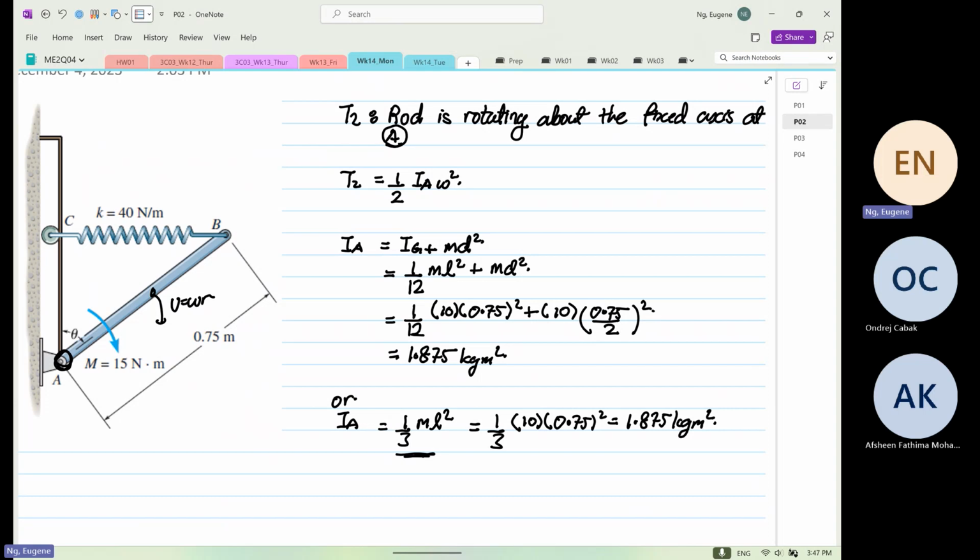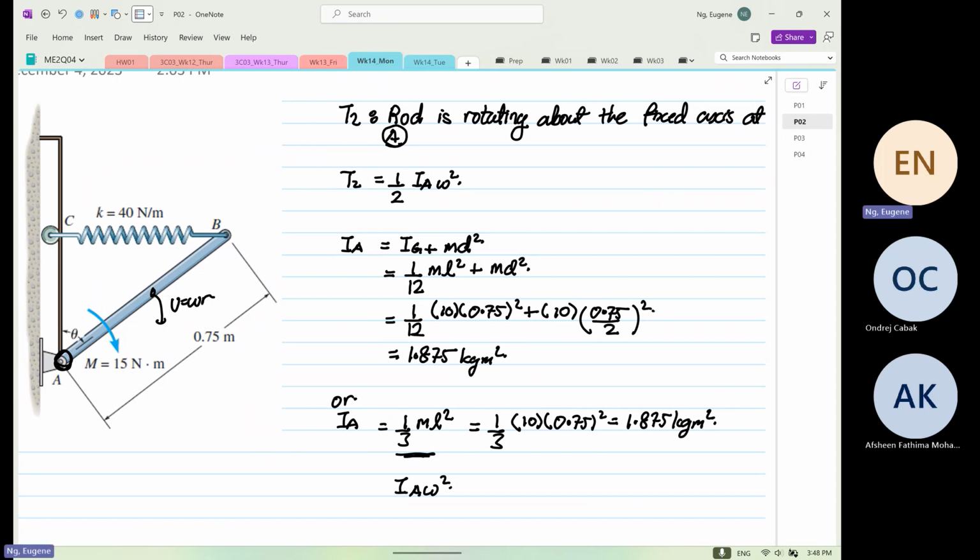So you only need to consider T2, which is half I A omega squared. It's not a general motion. There's no linear motion. In general motion, you have to consider what? The V. Does that answer your question or no?